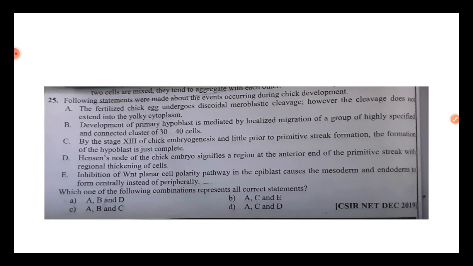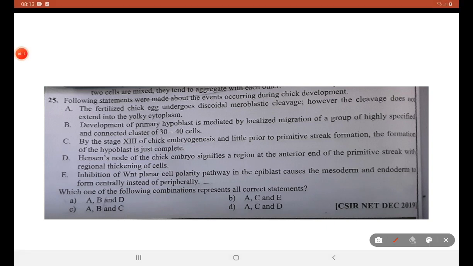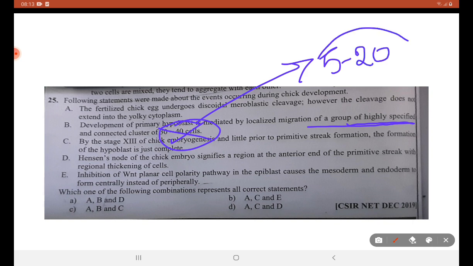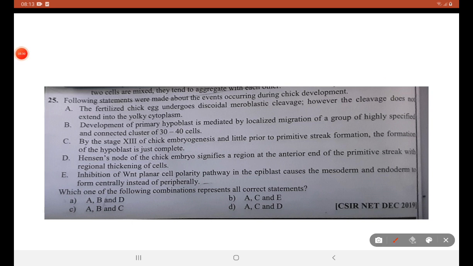Now, development of primary hypoblast is mediated by the localized migration of a group of highly specified connected cluster of cells, not 30 to 40 cells, it is 5 to 20 cells. They are called islands. Fertilized chick undergoes discoidal meroblastic cleavage. However, the cleavage does not extend to the yolk. Yes, correct. B is incorrect. E is incorrect. D is the right answer.